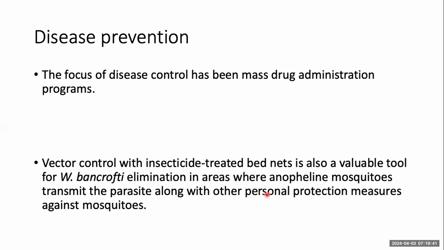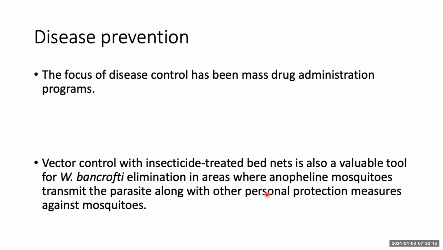How do we prevent the disease? One of the focuses of WHO in eradicating lymphatic filariasis is mass drug administration programs, which have been said to be successful in some countries of the world. Vector control can also be done. With mass administration, what they do is simply to administer diethylcarbamazine to people who live in endemic areas. But you have to be sure, like I said, that there's no co-infection with either onchocerciasis or Loa loa.